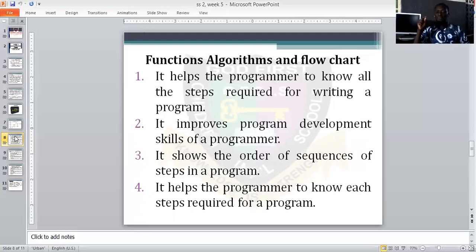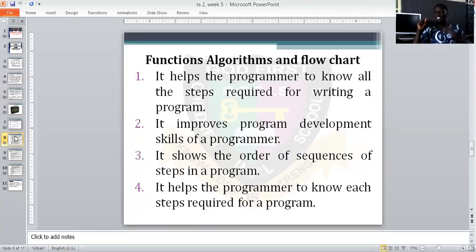Two, it improves the program development skills of the programmer. It gives the computer programmer a better understanding and better knowledge of what he or she is about to develop. Three, it shows the order of sequence of the steps in a program.